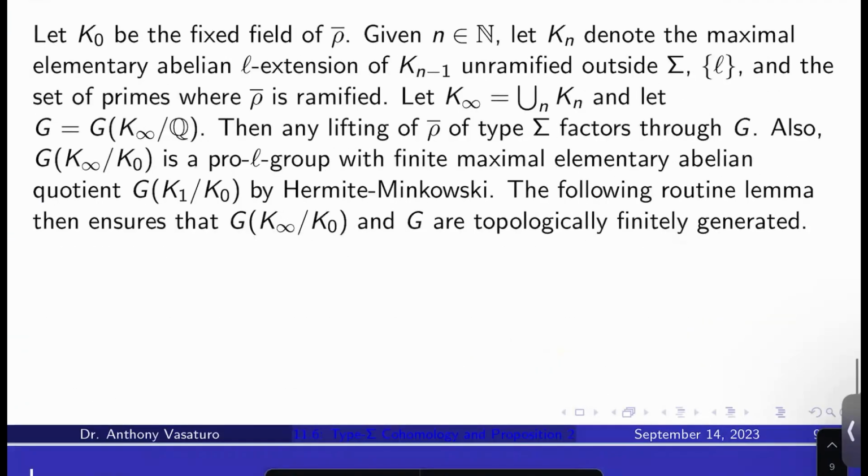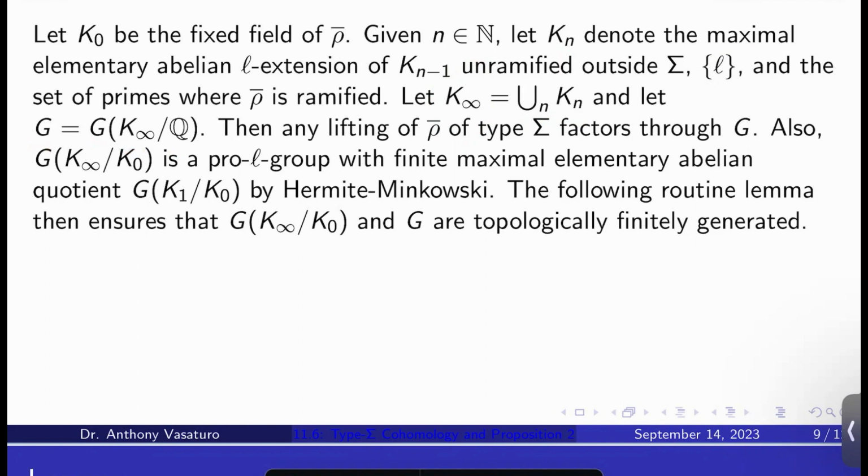So let's look at the proof of this. We've actually done most of the work back in chapter 8 on deformation theory, but let's give an argument. Let K_0 be the fixed field of rho bar. Given a natural number n, let K_n denote the maximal elementary abelian L-extension of K_{n-1} unramified outside Σ and L, and also the set of primes where rho bar is ramified, we can't be bothered with those. Then we'll let K_infinity be the union of all the K_n's, and we'll let G be the Galois group of K_infinity over Q.